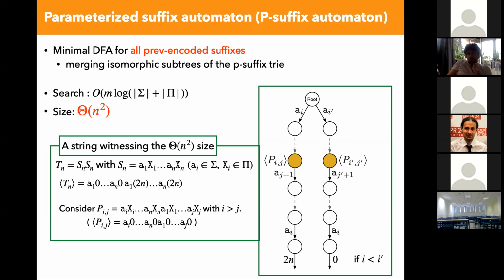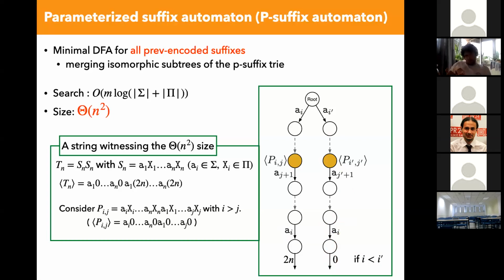And on the other hand, when i and i' are different, say i is smaller than i', then after this node, actually this is just unary, no branching. And then you see the second occurrence of a_i here. Then the following parameter x_i is the second occurrence, so this becomes 2n. On the other hand, here i' is bigger than i, so here a_i is the first occurrence for this path. So this is 0. So this completes the proof.